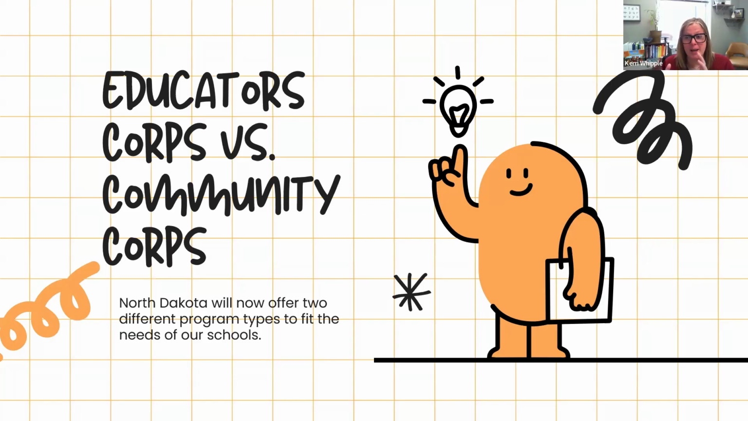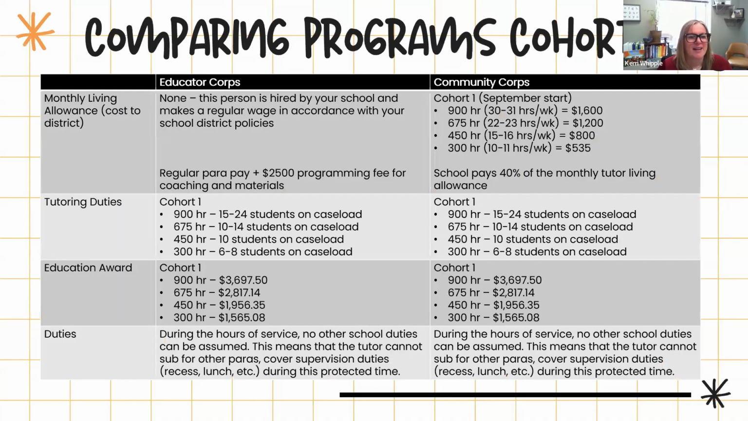Community Core is where we take a member, a tutor from the community, and we bring them in as sort of an extra set of hands in your school to help with those interventions in reading and math. We have another option that we've applied and we've received grant funding for called Educator Core. So I wanted to tell you a little bit more about this model as we expand it across our state. You'll notice in this chart that they look almost identical, and that's because they really are almost identical programs.